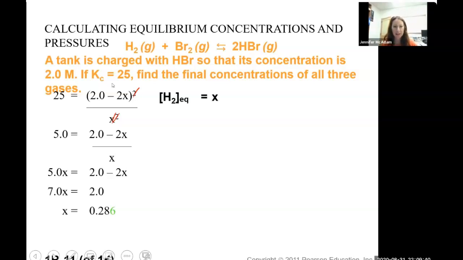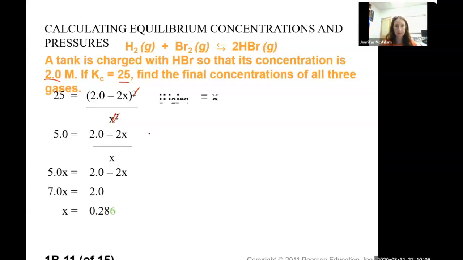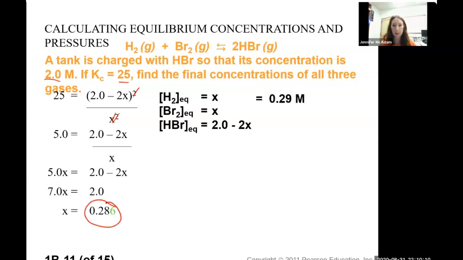I didn't use that last significant figure this time because this only has 2 sig figs and this only has 2 sig figs. So I only used 2 sig figs here. You could have used 3, it doesn't matter. So our H2 concentration is x, our Br2 concentration is x. Now, how do I know this again? All I'm doing here is looking at this and plugging in my x for these. So 0.29, 0.29, and then this is going to be 2 minus 2x, which is just 1.4.